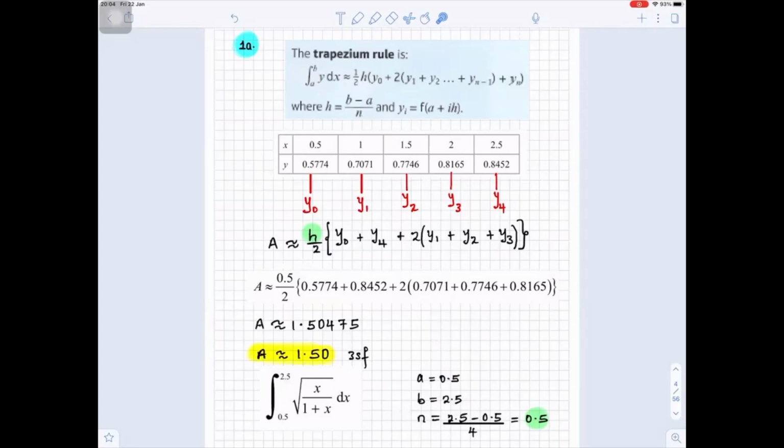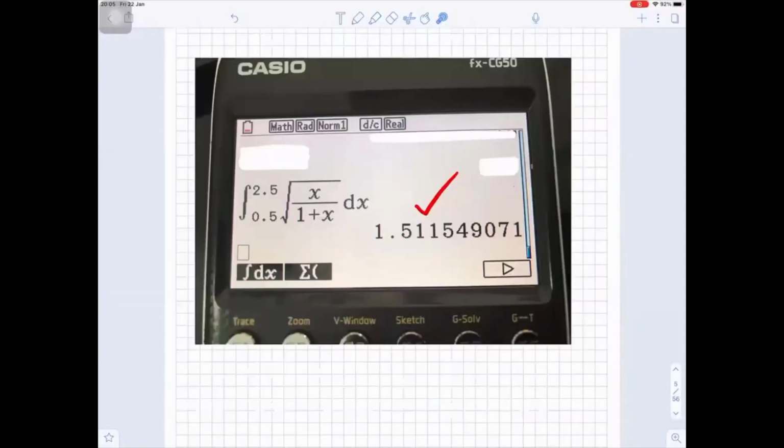And when you put h as 0.5 and you substitute in the values for y0, y4, y1, y2, y3, it will give you the area is approximately 1.50475. And to 3 significant figures, it will be 1.50. And if you put that in your calculator using the integral, you will get 1.51154. So the answer is slightly different.